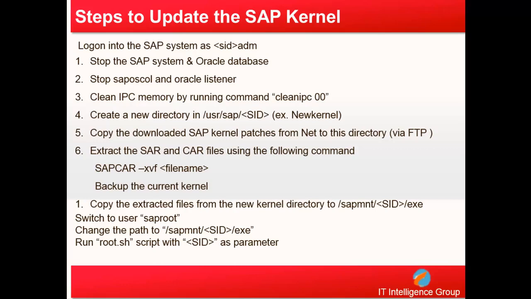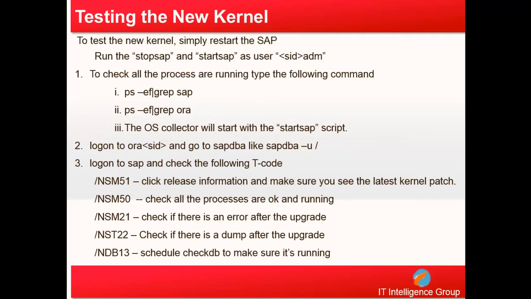Now create a new directory, for example new kernel, copy the downloaded kernels there and extract these files. After that you can switch to the new kernel directory and run the command root.sh, which will make sure that all the permissions are set correctly. Okay, that was on how we can apply or upgrade the kernel.